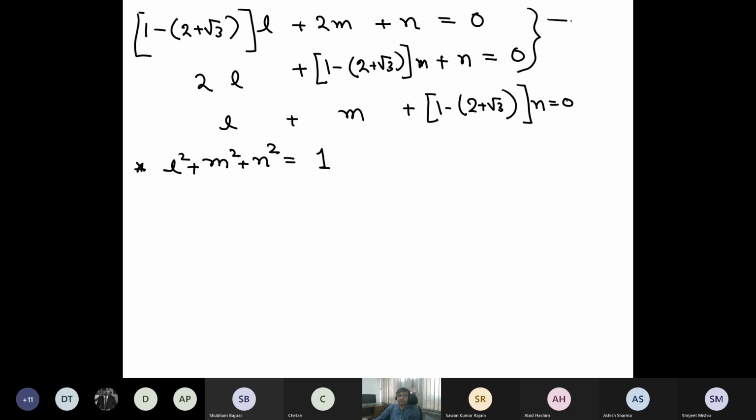So I need to solve this one. This is my equation 1. This is my equation 2, and this is my equation 3. So I want to solve equations 1, 2, and 3. So this is what I'm going to do. We assume L equal to 1. So out of the blue, I'm going to assume L equal to 1.